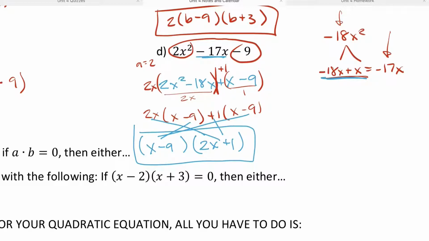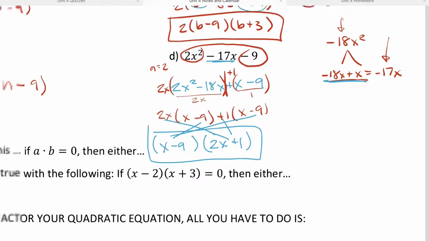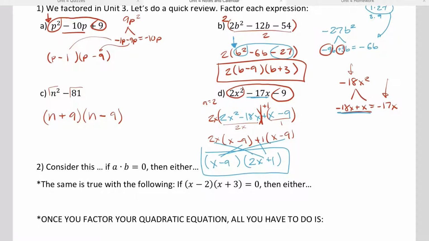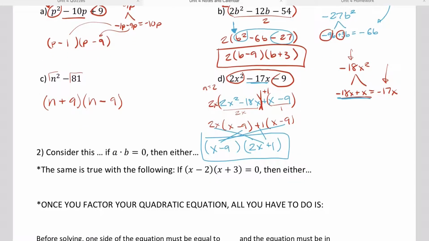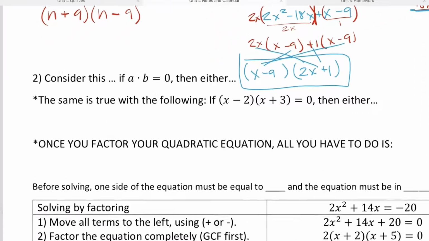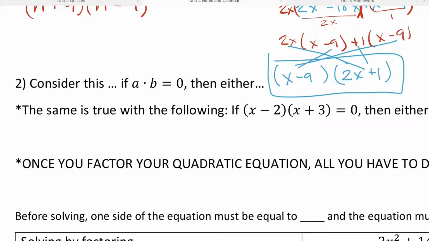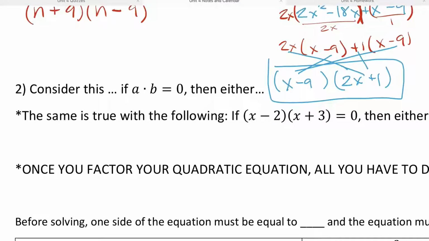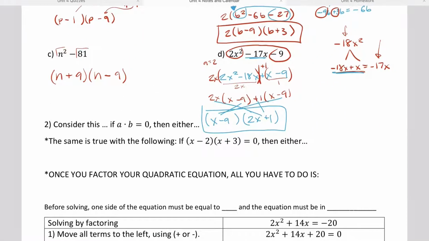Okay, so that was a quick review of what we did in Unit 3. This was basically everything that we covered. All right, so let's keep going. We still haven't learned how to solve. Whenever we're actually solving, we have to have an equation, and this is just an expression. If it had a 0, that would be an equation. So we'll get into that.